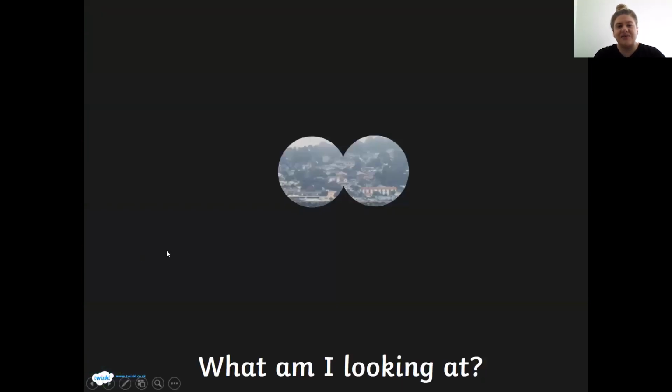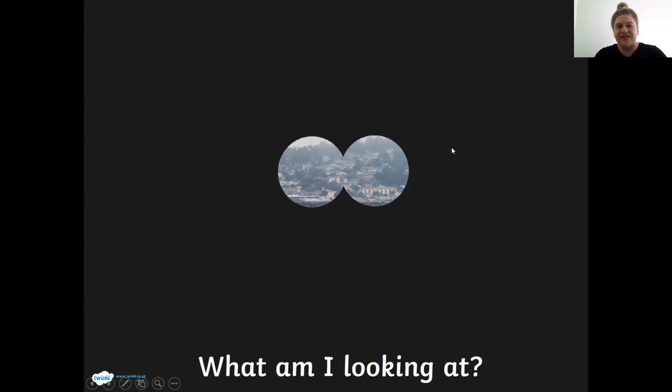I think this is the last one here. So it says, what am I looking at? Now here behind the binoculars, you can actually see some buildings. So I think this photo has actually been taken above the water, not below it. This one might have been taken by somebody on a boat, maybe. I wonder what it could be.